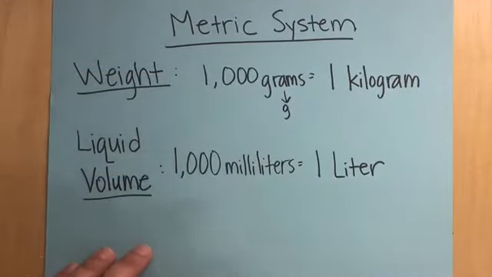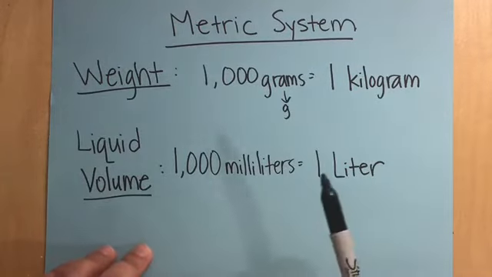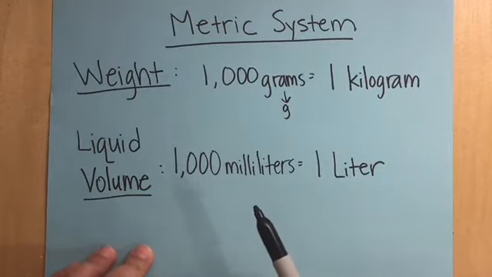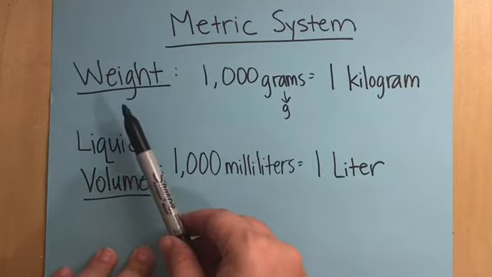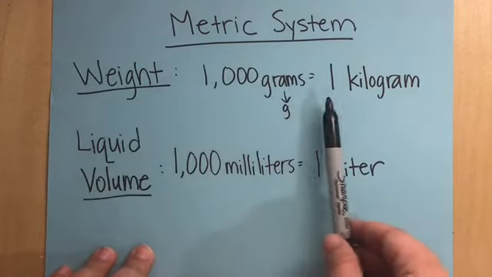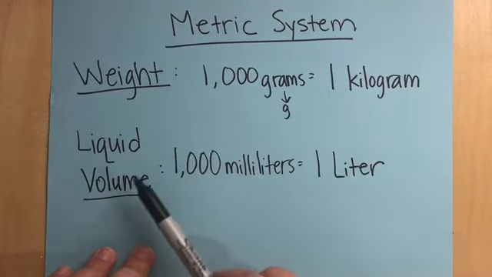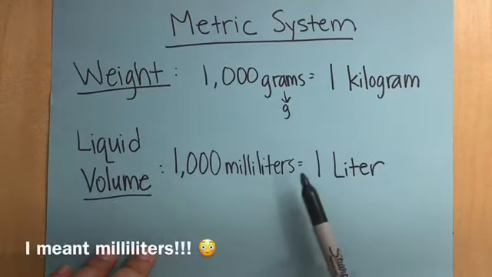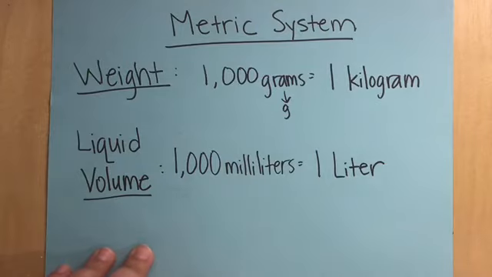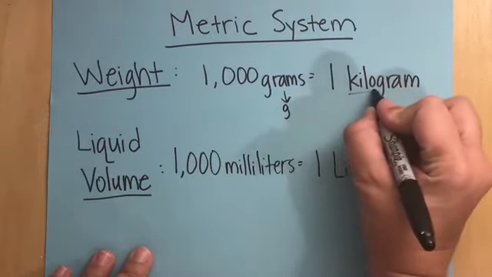Here is my favorite part about the metric system. Everything in the metric system has something in common to help you remember what each of the units is worth. When we measure weight in the metric system, 1,000 grams equals 1 kilogram. When we're measuring with liquid volume, 1,000 milliliters equals 1 liter. Wow, that is so easy. Just to remind you, kilo means 1,000.